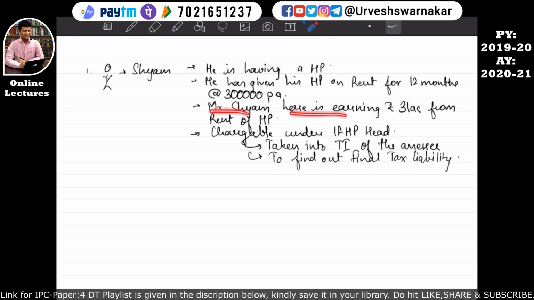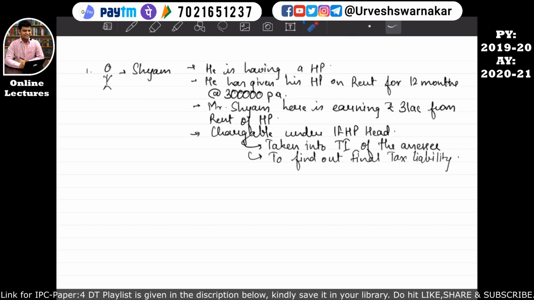Mr. Sham here is earning rupees 3 lakh from rent of house property. So basically this 3 lakh will be chargeable under the head income from house property, and the income whatever he has earned under the head income from house property will be taken into the total income of the assessee, and then we will find out the final tax liability on this income. I hope this is very much clear.